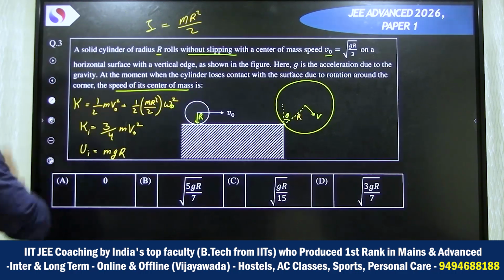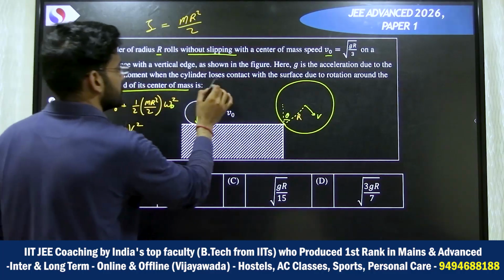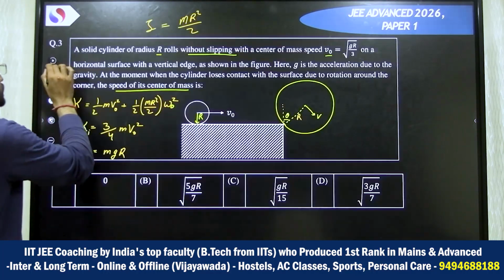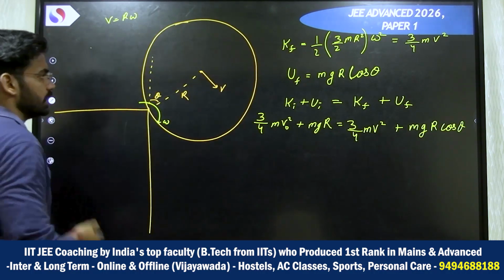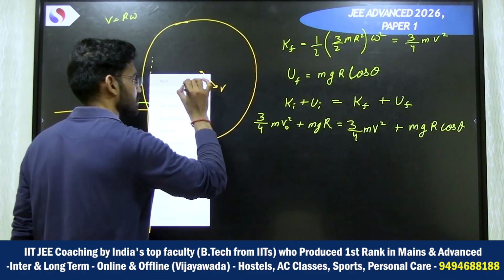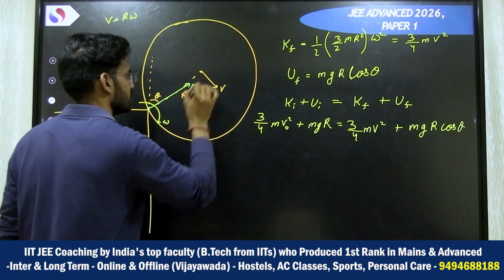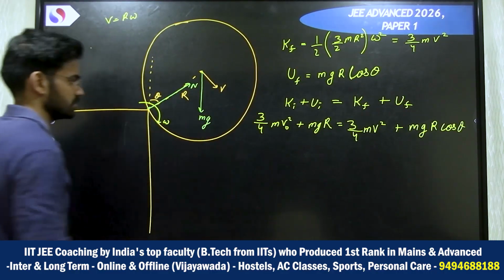For that he gave us one more piece of information here: at the moment when the cylinder loses contact, at that point we have to find out. So when it loses the contact, here there is a normal force towards the center, this way, and downward there is mg acting. These are the two forces acting.